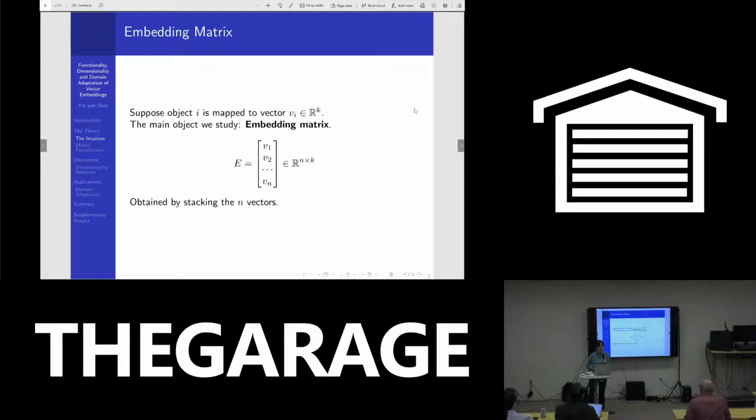So our main object is an embedding matrix. In this embedding matrix, we have n rows representing n words, and so this embedding matrix is of dimension n multiplied by k. k is the dimensionality of the embedding, and n is the number of words in the corpus. It is obtained by stacking the n vectors.